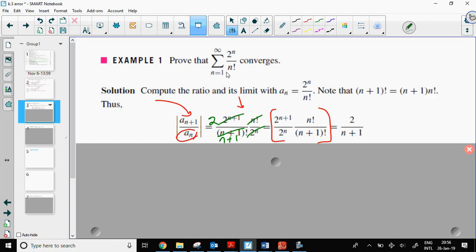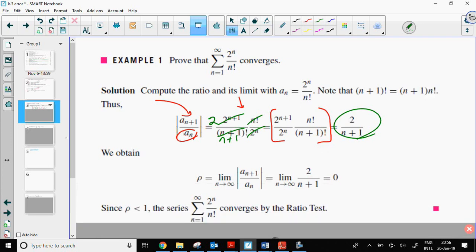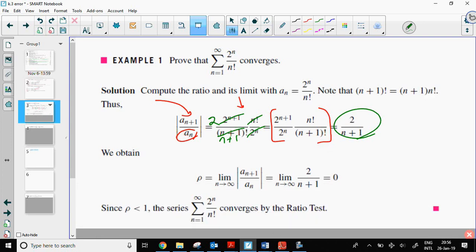And that's the beauty of the ratio test. We're always going to have a whole bunch of stuff canceling out. So what's the limit now as n approaches infinity? Here, the limit is clearly going to be 0. So we've got a value that's less than 1. Therefore, our series converges by the ratio test.